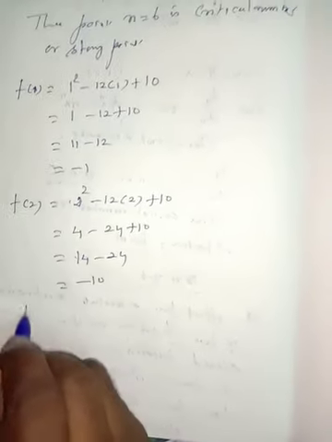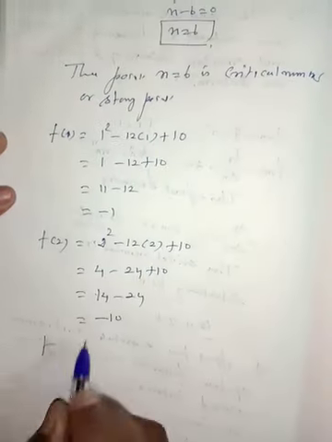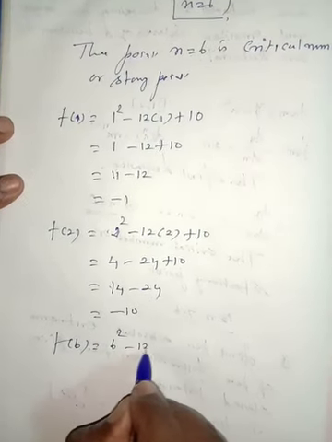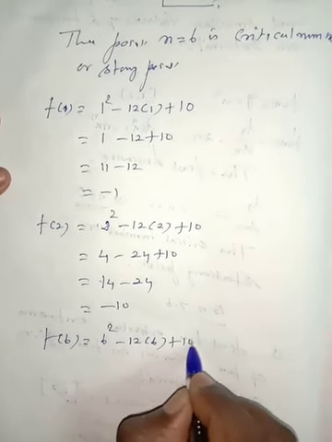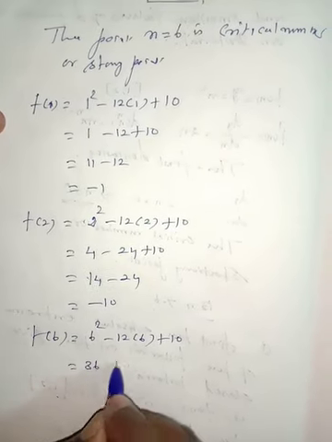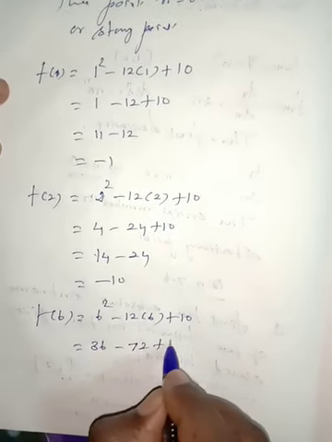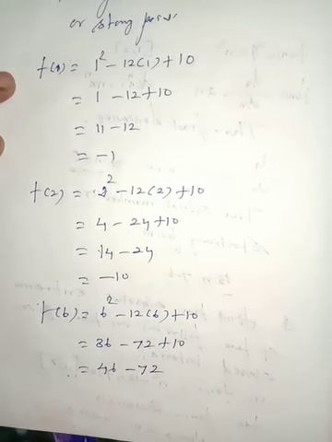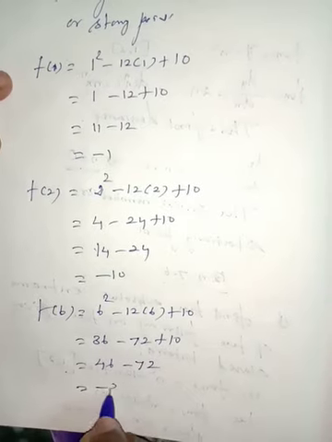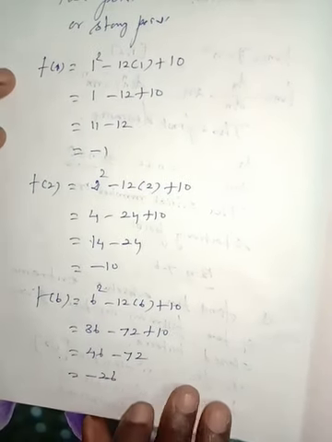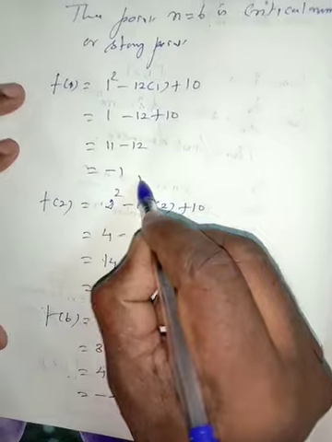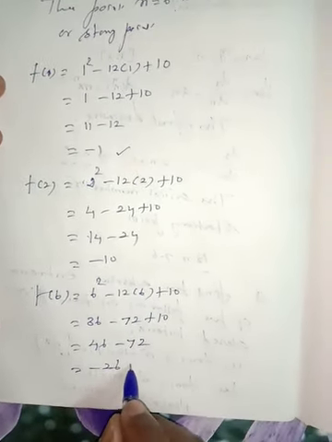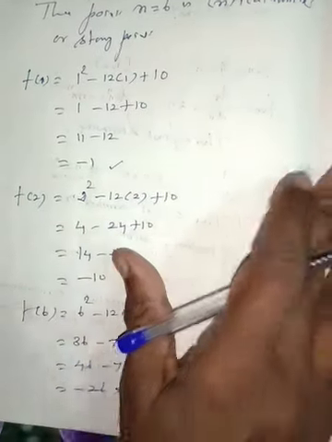Next, f of 6, the critical number or stationary number. f of 6 is equal to 6 square minus 12 into 6 plus 10, which is 36 minus 72 plus 10, that is 46 minus 72, which means minus 26. Now the maximum number is minus 1, minimum number is minus 26.